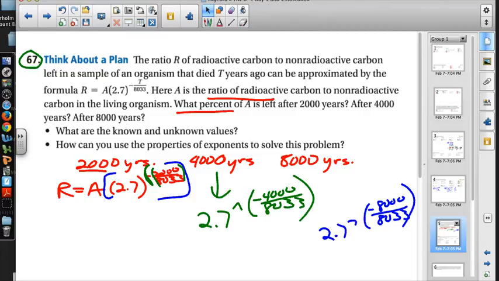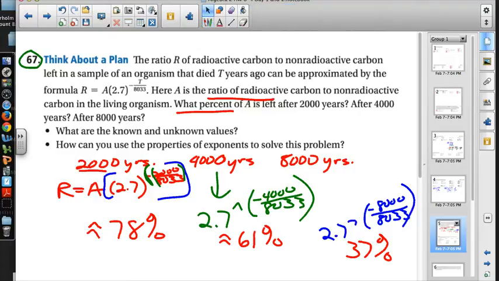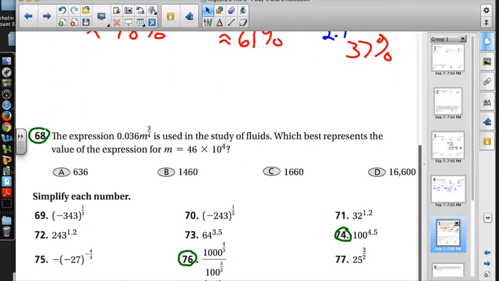And for the first one, it comes out to approximately 78%. Wish I could have showed you that on the calculator, but since the upgrade, I've been lucky to get anything. This one is about 61%, and then this one is about 37%. So ask in class if you need to see those on the graphing calculator, because that smart calculator is just not going to work for me right now.